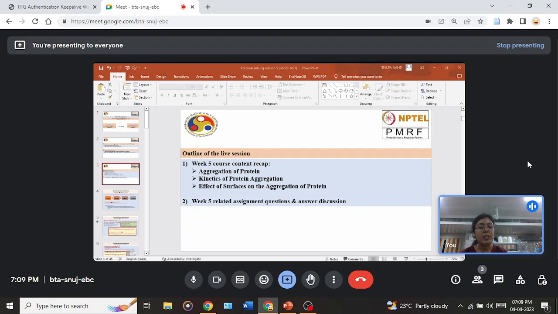Basically we will be covering lecture number 13, that is aggregation of protein, then lecture number 14, kinetics of protein aggregation, as well as lecture number 15, which is basically the effect of surfaces on the aggregation of protein. These three lectures that were taught in week 5, we'll go through a recap of, and then later in the session we will also try to solve various assignment questions related to week 5, which is already uploaded in the portal.